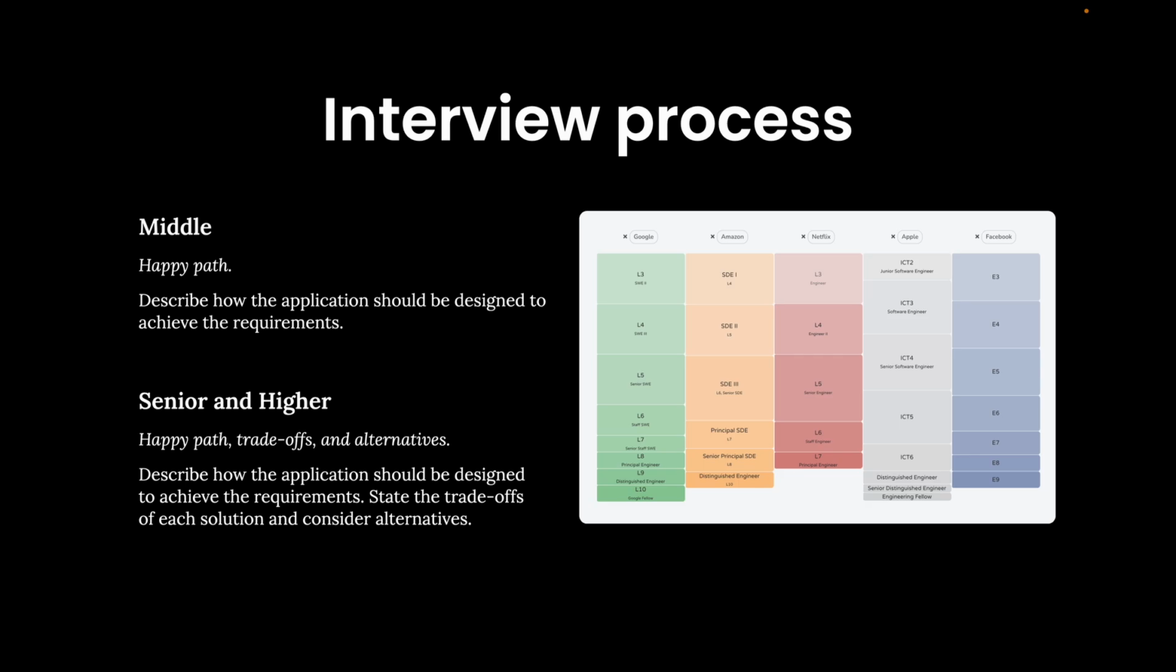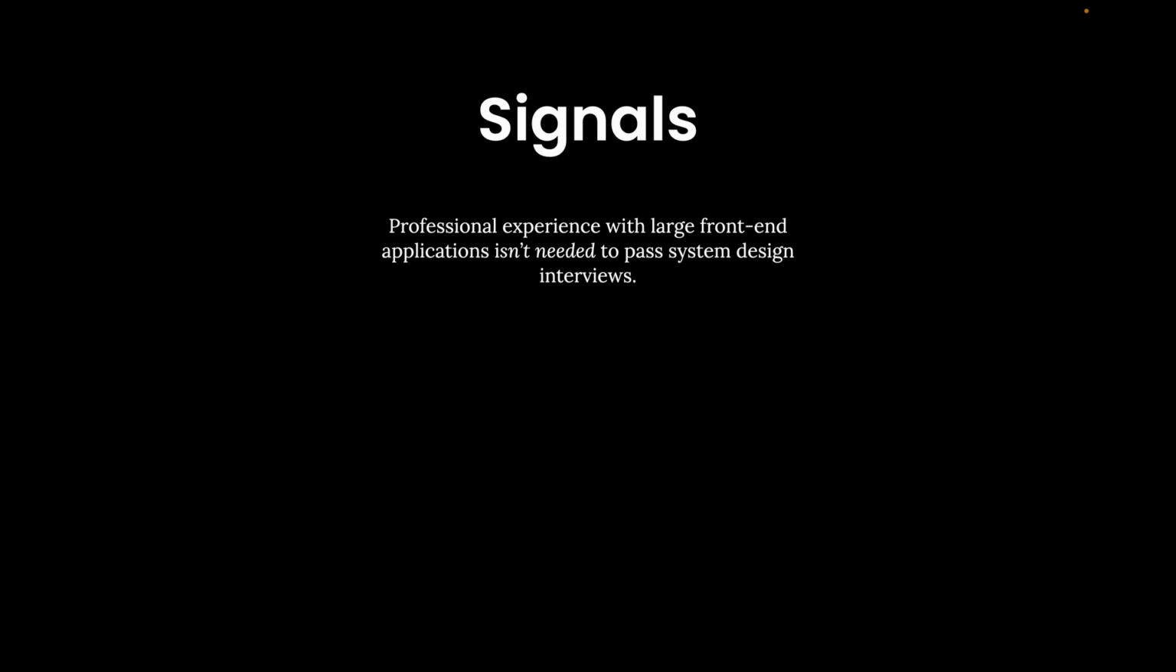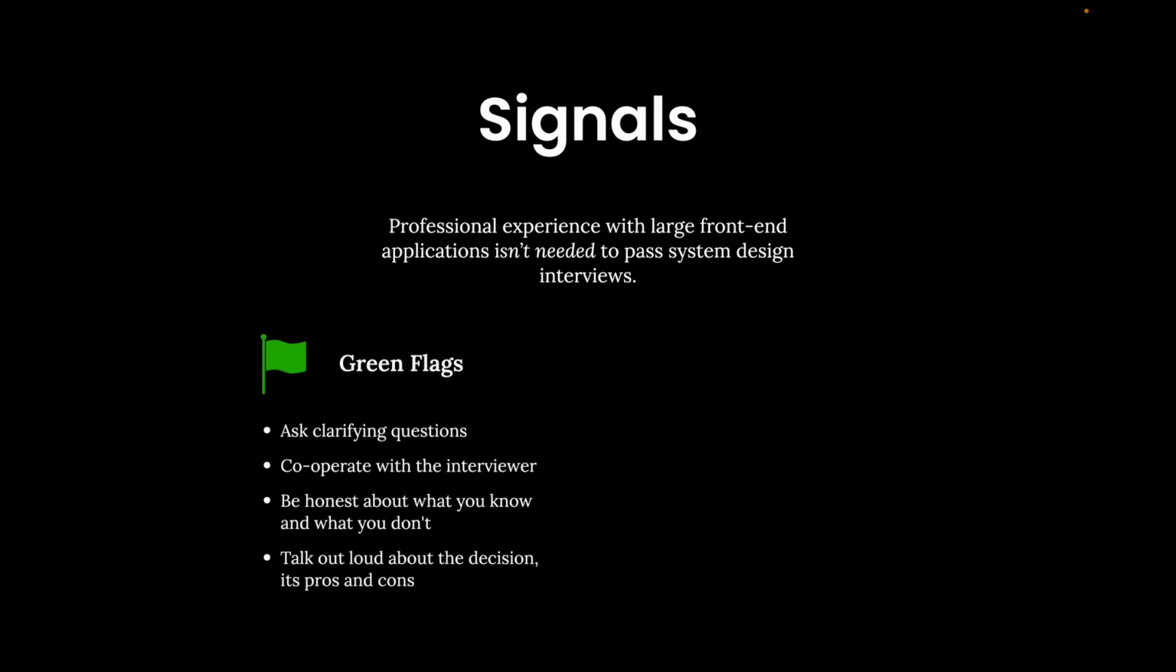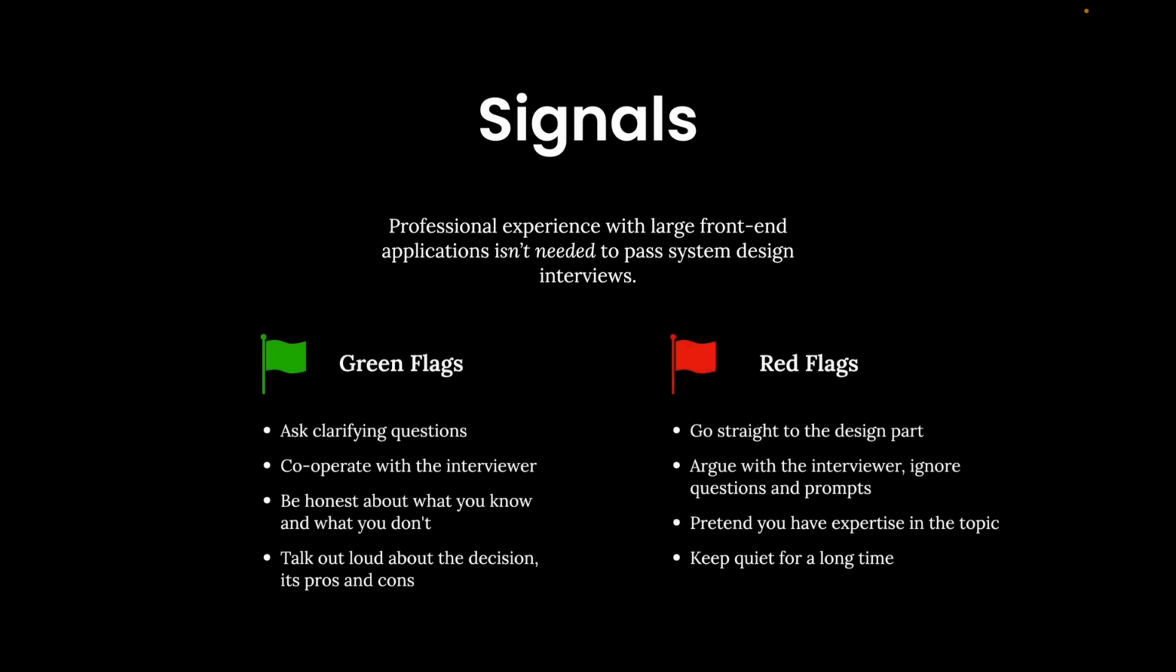If you want to level up, you need to show that you consider different options, not just pick the most obvious one. Now let's talk about signals, basically how your performance is measured. Think of these signals as checkpoints in the interview. There are two types of signals: green flags or good signals, and red flags or bad signals. Green flags add scores, red flags obviously take them away.